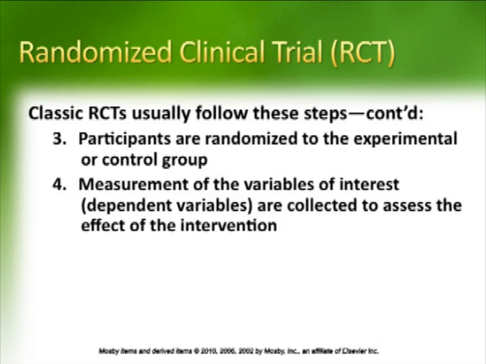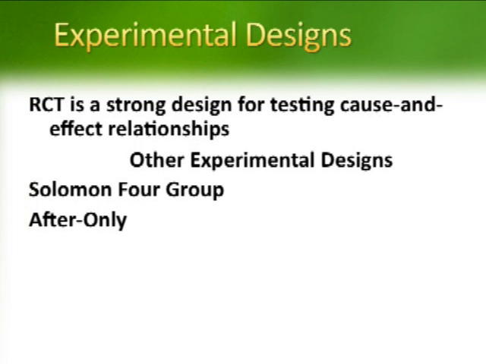And number 4, measurement of the variables of interest, the dependent variables. In this case it would be our hemoglobin A1C, are collected to assess the effect of the intervention. And this is basically the randomized clinical trial team. Now, the randomized clinical trial is a strong design for testing cause and effect relationships.